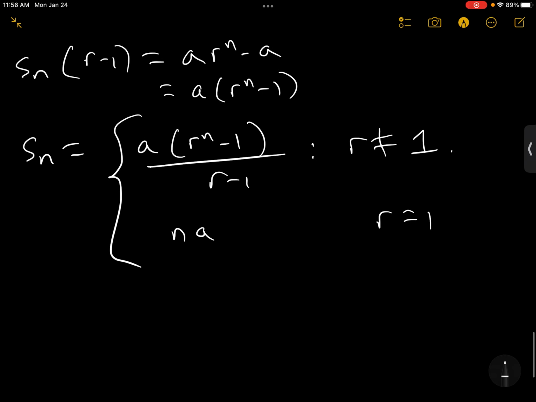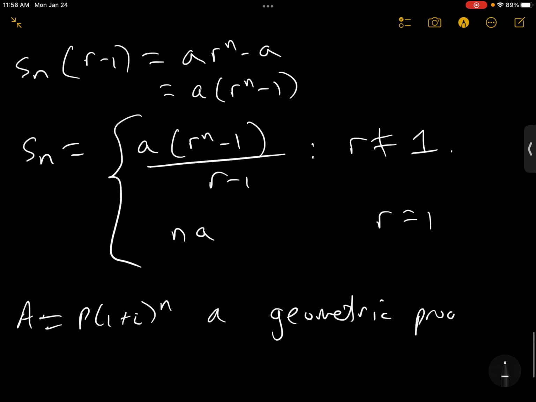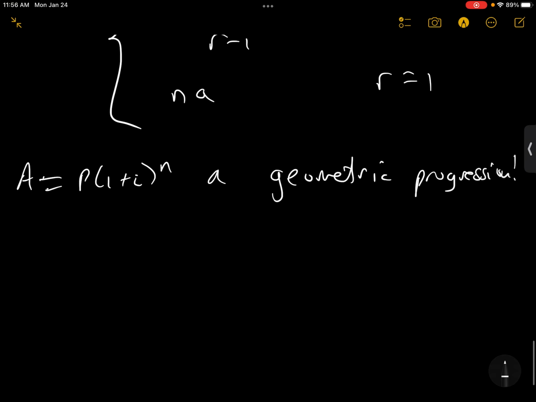And note that this is in fact a geometric progression. And now we see the theory behind the motor of all of our equations from the term so far.